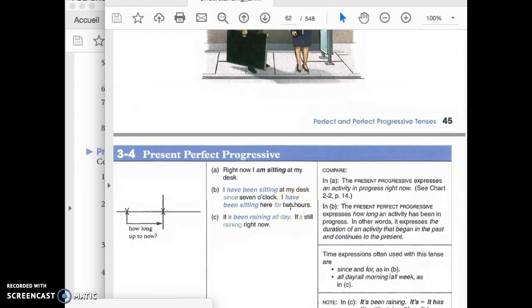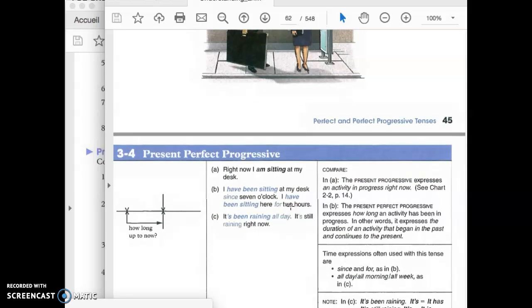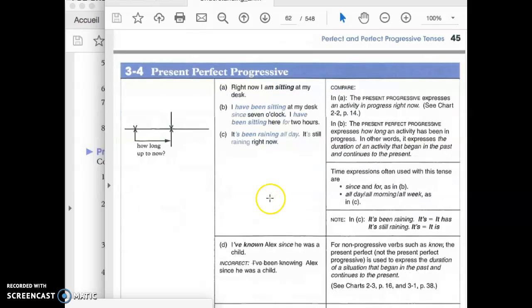Now, the present perfect progressive. Well, it's progressive, so it's an action in the past, present perfect progressive. I'm not talking about the past perfect progressive or the future perfect progressive, because the past perfect progressive has 2 actions. Future perfect progressive, 2 actions.